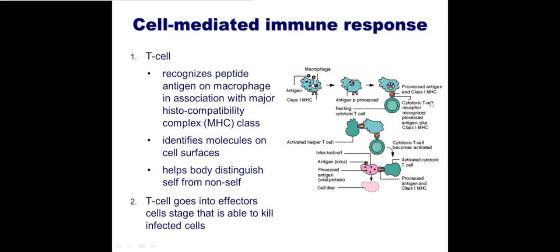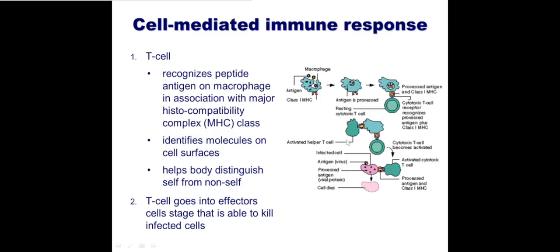Cytotoxic T cells. T cells are of two types, TC cell and TH cell. TC cell is the cytotoxic T cell, and TH cell is the helper cell. So this TC cell's receptor recognizes the processed antigen. This processed antigen is recognized by this TC cell, right? This is a TC cell, and it recognizes the processed antigen plus class 1 MHC. Clear? Then what happened? They activate helper T cells.